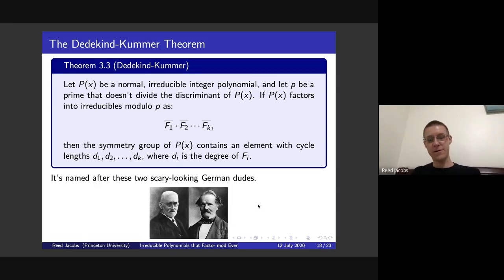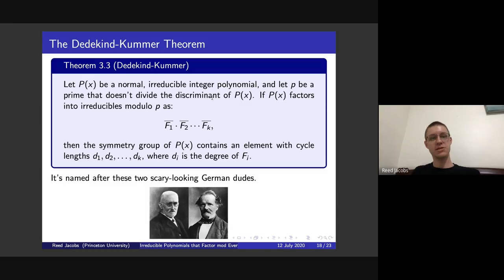And you cannot go far in number theory or algebra without encountering these guys' names over and over and over again. They were incredible number theorists, and so many things are named after them. But what we can do is this gives a relation between symmetry groups and factoring modulo p, the theorem they proved in the 1800s. So p of x is a normal polynomial, which means that symmetry group has the same size as its degree.